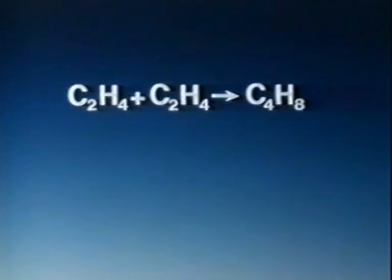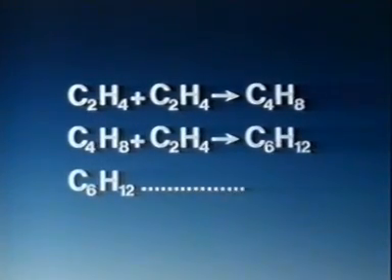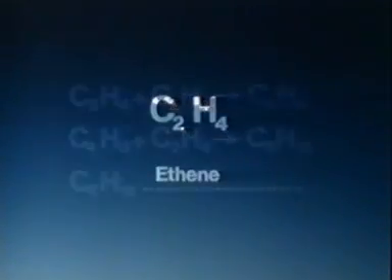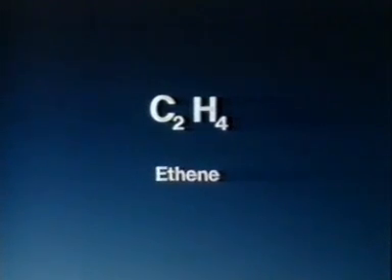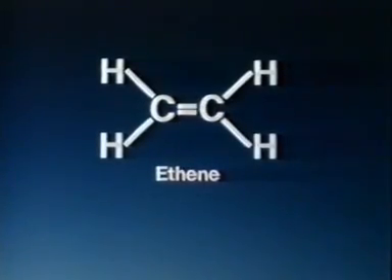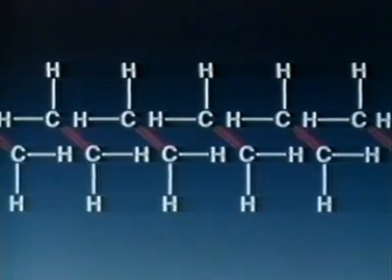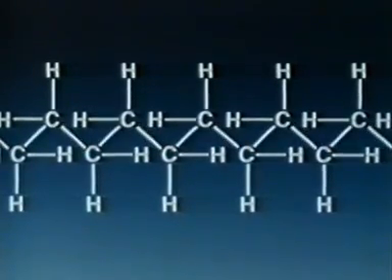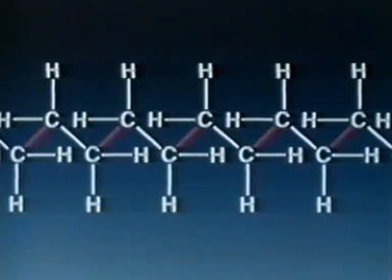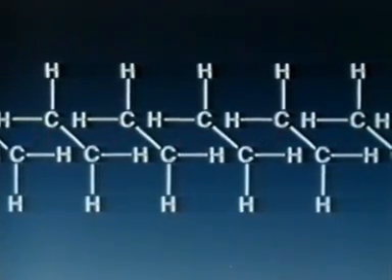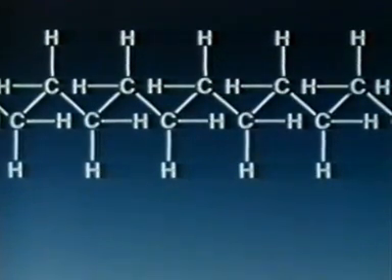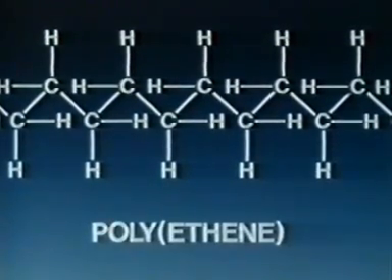What's happened is that the ethene molecules have joined onto each other. Many hundreds of molecules may come together, this process going on and on. If we write the structural formula of ethene, you can see that there are two covalent bonds between the two carbon atoms. This is what happens under the influence of the catalyst. Many ethene molecules come together. The double bonds open up so that a long chain molecule is formed containing many ethene units. The process is called polymerization, and the product is a polymer. It's called poly, meaning many, ethene, polyethene.